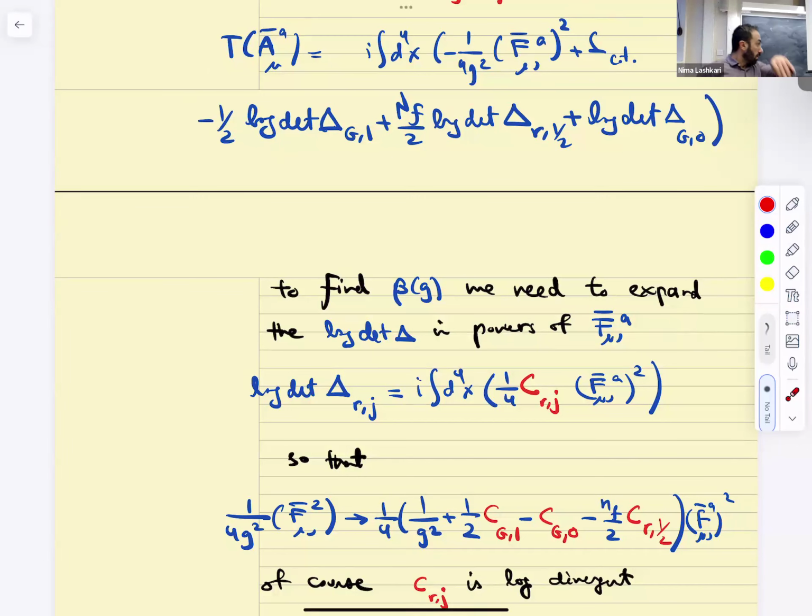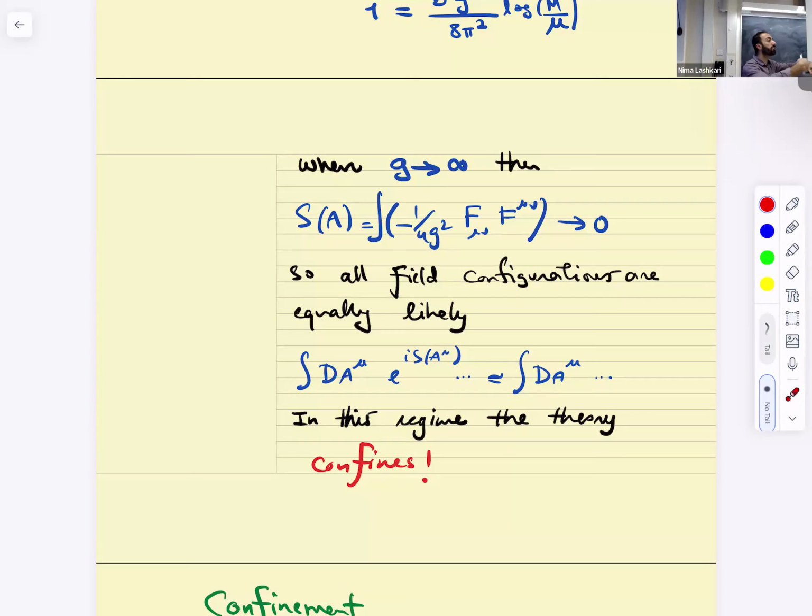This action was the weight of the path integral for different field configurations. When the coupling was small, you had a classical solution and the coupling was controlling the size of the fluctuations on top of this. When the coupling goes to infinity, all fluctuations are equally likely, right? So you just drop the action from your integral. So the integral of dA_mu of e to the power of the action becomes the integral of dA_mu. Everything is equally likely.